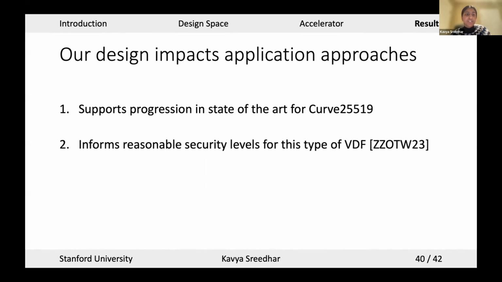The second benefit is that since we saw a 36 times speed up from software, it informs what reasonable security levels need to look like for this VDF and how long our bit widths need to be to ensure a certain level of security. And we've actually seen a new paper build upon our work and consider accelerating this full VDF. And we've been talking with Chia as well to understand their implementation of this algorithm and how this all might work together.